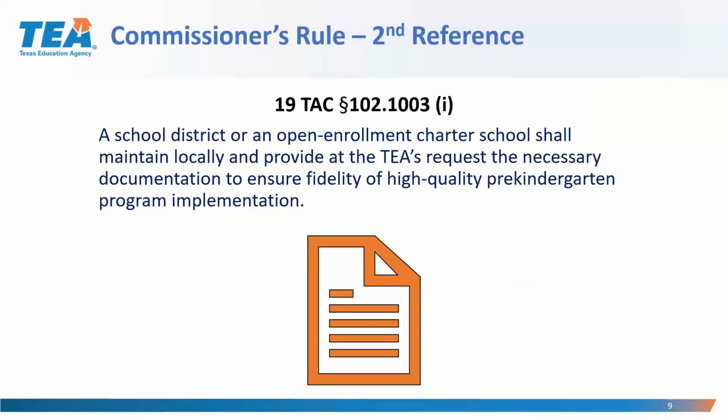There is a second reference in commissioner's rule, and it says, a school district or an open enrollment charter school shall maintain locally and provide at the TEA's request the necessary documentation to ensure fidelity of the high quality pre-kindergarten program implementation. So basically what this says is that if TEA requested it, an LEA should be able to back up with documentation their compliance with this high quality component.